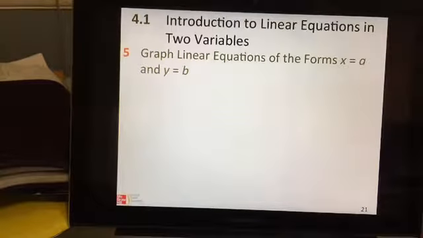This is section 5 of 4.1. Graph linear equations of the forms x equals a and y equals b. What do you do when one of your variables disappears?